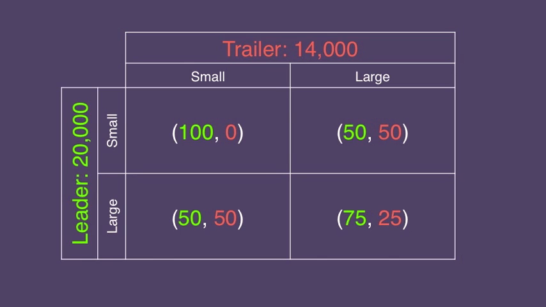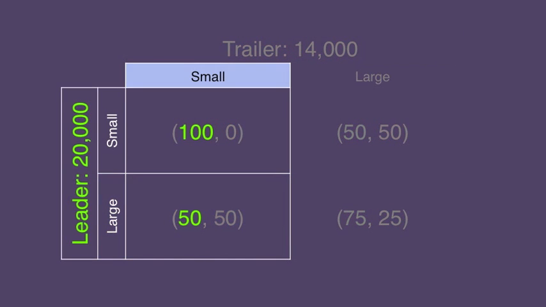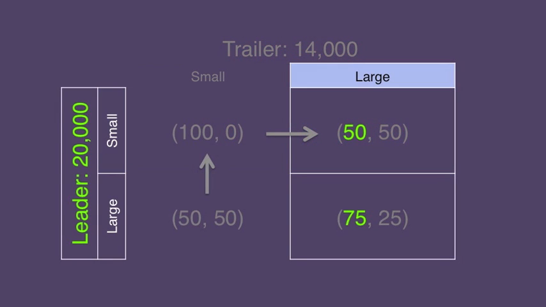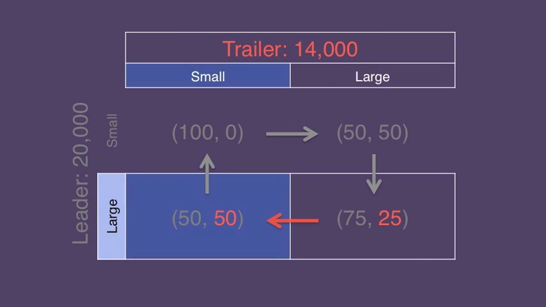Let's start by looking at the typical strategy. The leader bets large, while the trailer goes small. The leader says, well, if I think the trailer is going to bet small, then I can win 100% of the time if I bet small. Then the trailer thinks about it and says, well, if the leader bets small, I can win 50% of the time instead of 0% of the time by betting large. And around we go. If the trailer goes large, the leader can do better by wagering large himself. And finally, if the leader's going large, the trailer's better off going small. Hey, we completed a full circuit.